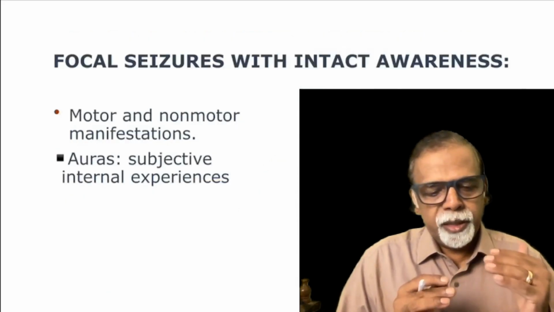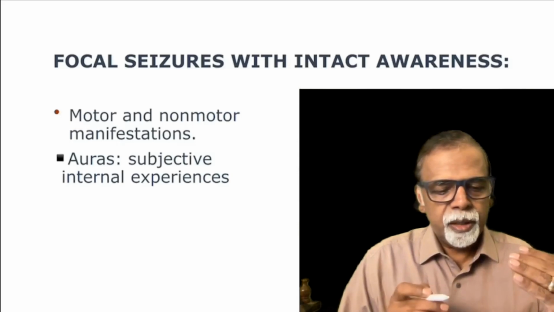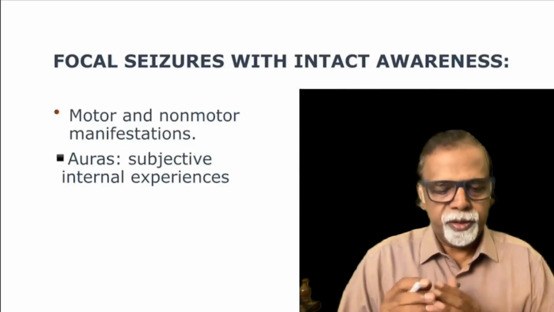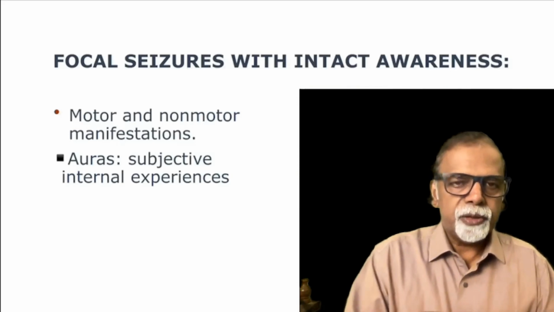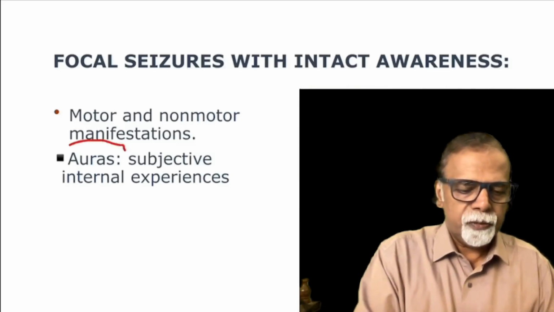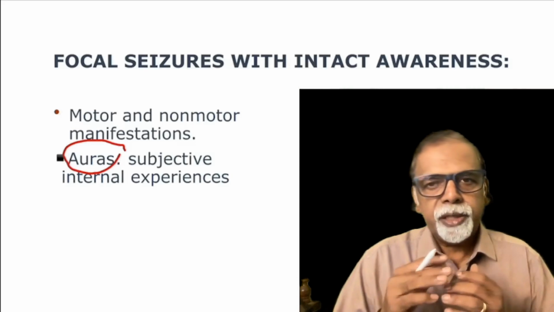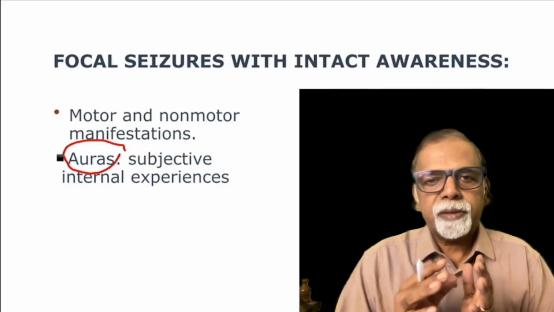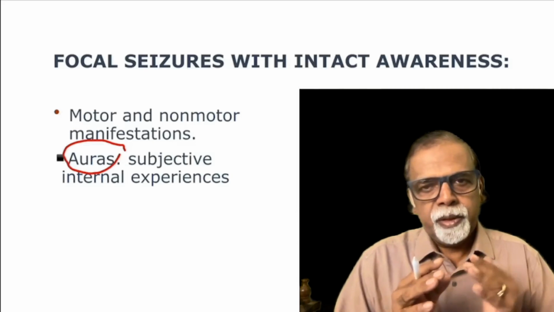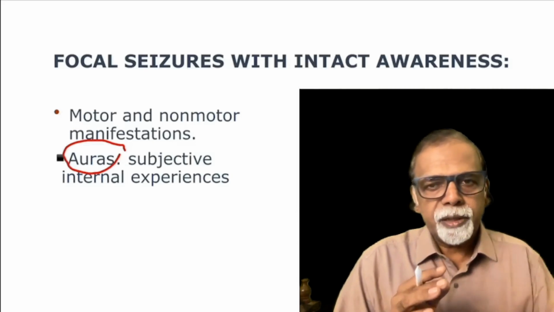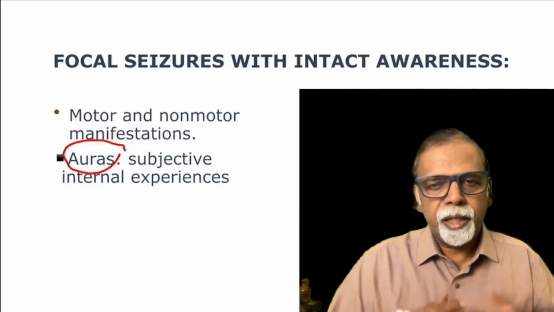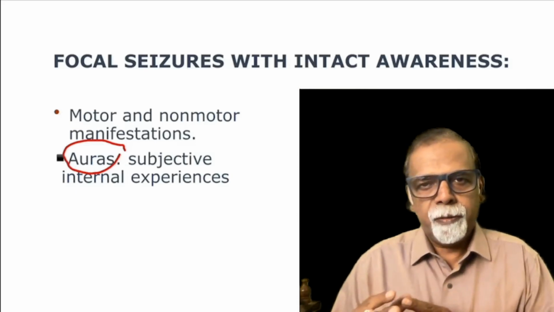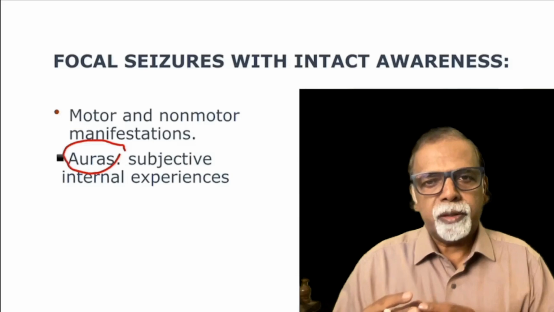So we have mentioned that the focal seizures can have either motor manifestations or non-motor manifestations. Among this, we should remember what is called an aura. Aura is a subjective experience about which the patient is aware. It can occur preceding the seizure. So the patient may feel an epigastric discomfort coming before the onset. So that is an example of an aura.